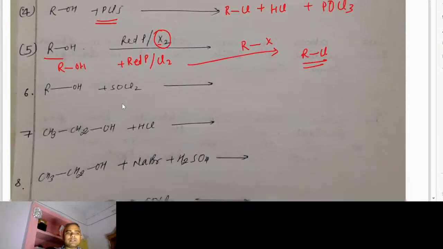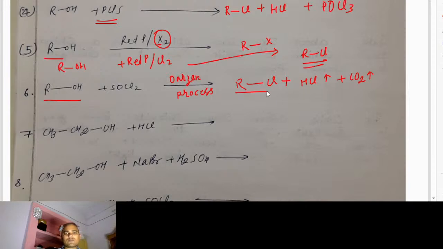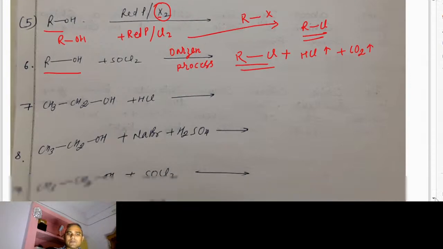Now this is ROH with thionyl chloride. This is called the Darzens process. How do you prepare with the Darzens process? It is the best process for the preparation of haloalkane, because the 2 side products that form are volatile gaseous products, they escape, and the liquid is formed. So this is the best method for preparation of haloalkane.